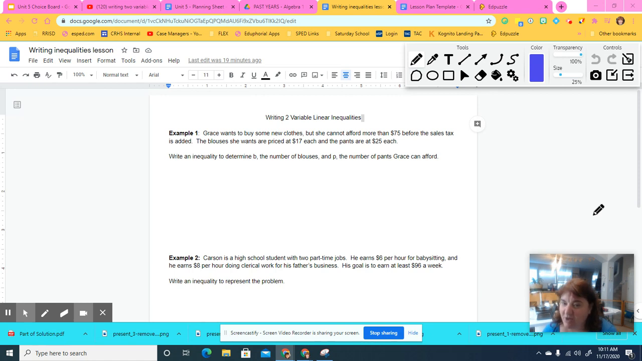Grace wants to buy some new clothes, but she cannot afford more than $75. If she can't afford more than, that means she has to get less than or equal to 75. No more than. So whatever she spends, over here, has to be less than or equal to 75 before sales tax is added. The blouses that she wants are priced at $17 and the pants are priced at $25.